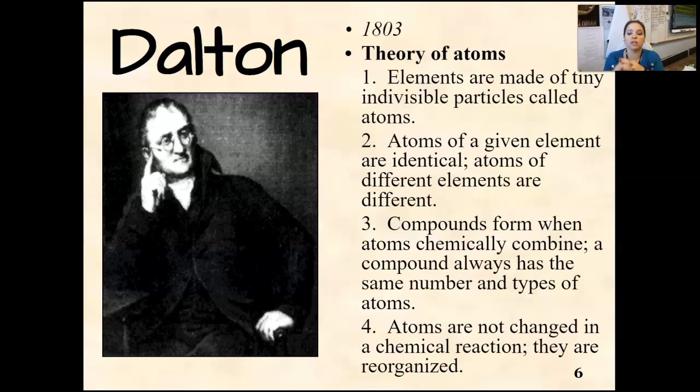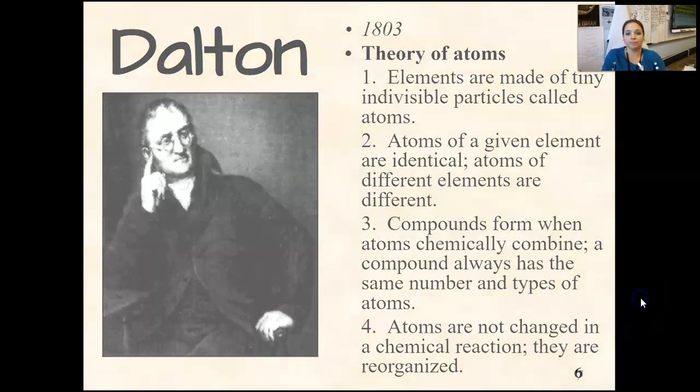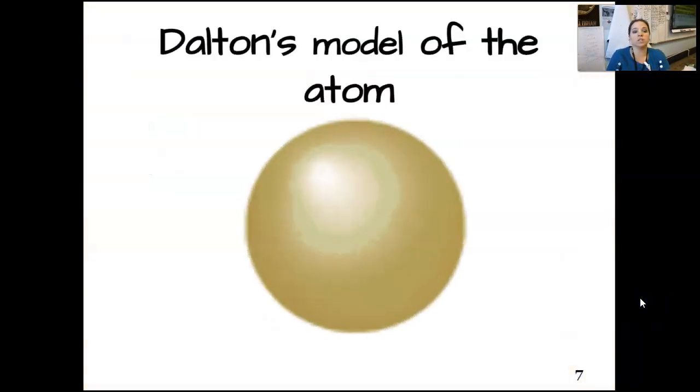A compound always has the same number and same types of atoms. So it's a ratio. Atoms are not changed in a chemical reaction. They are reorganized. Very important. We're going to see that later. So this is Dalton's model of an atom. It's just one sphere. That's it. That's his theory. Looks like a ball.